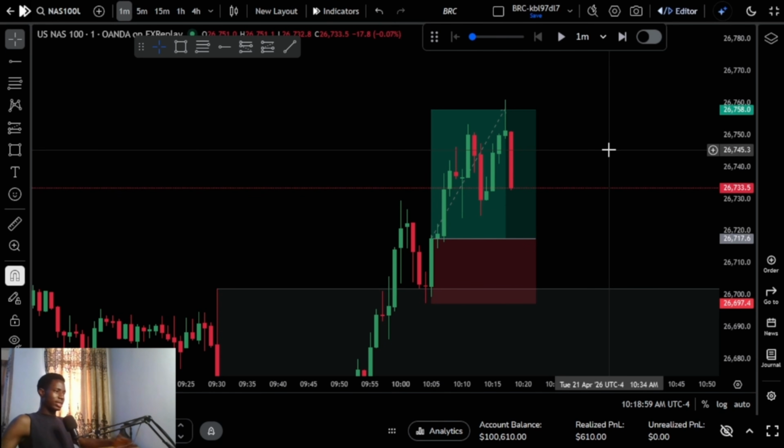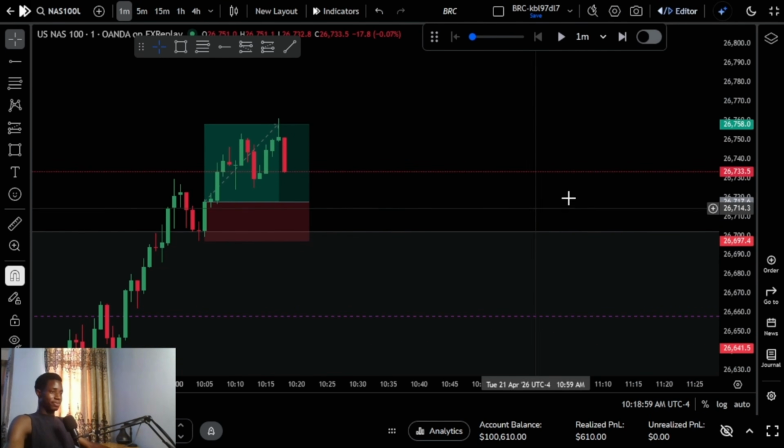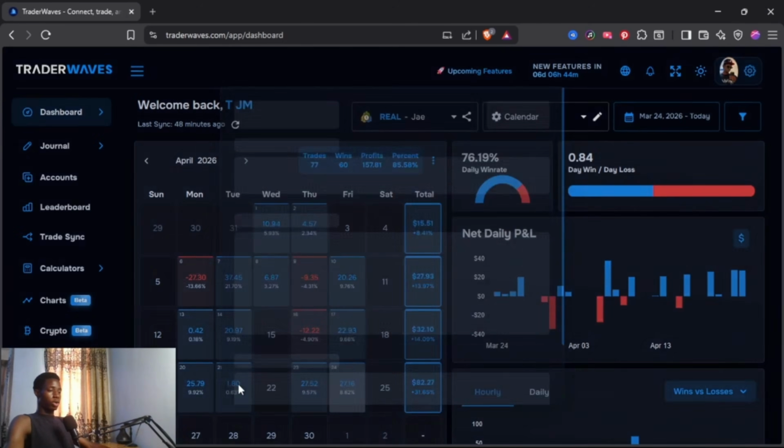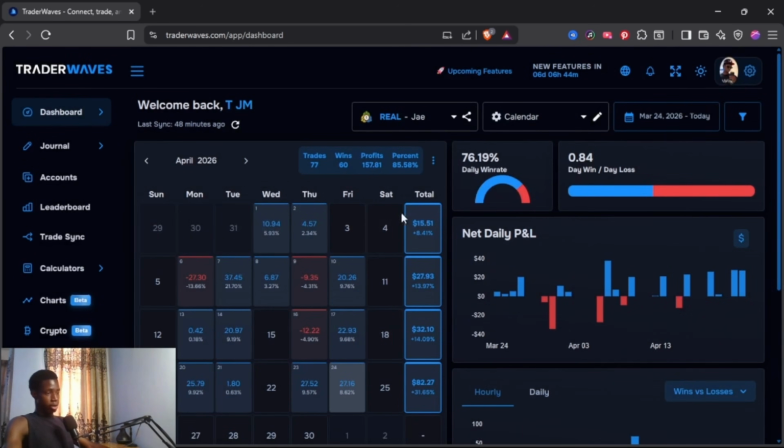I really hope I'm making sense. But yeah, that would have been a clean trade, but I ended up closing for a $1.8 win because I got stopped at break even.